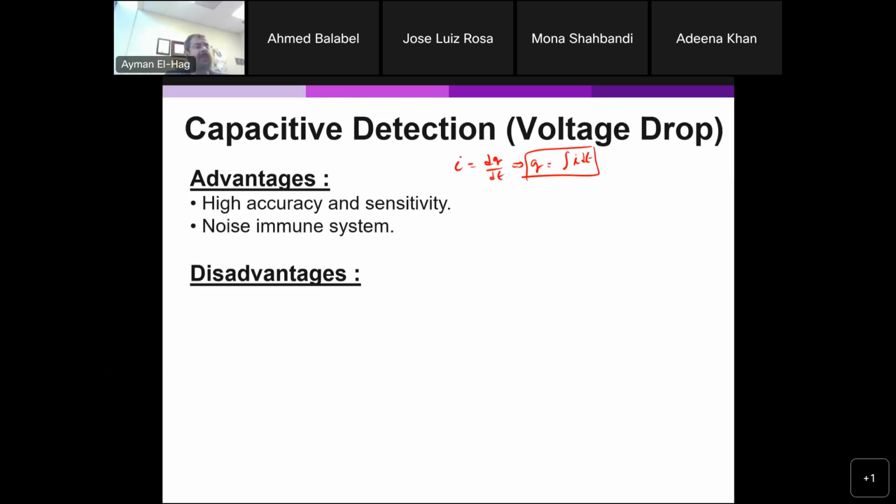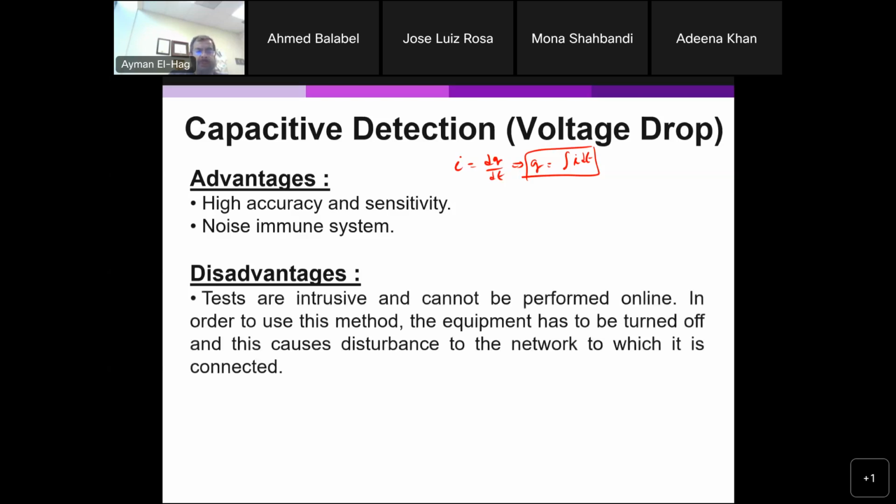Also, because this system is used in the lab, it is immune to noise. It's not outdoors, unlike the other field methods. So it is basically immune to noise. It's under very, very controlled conditions.